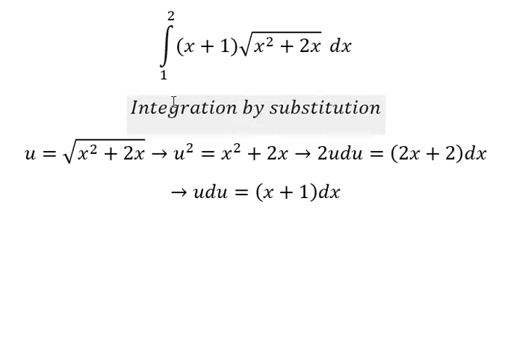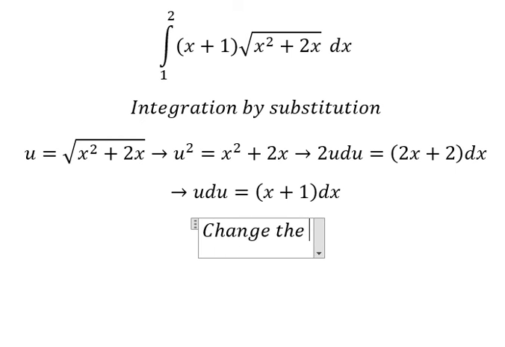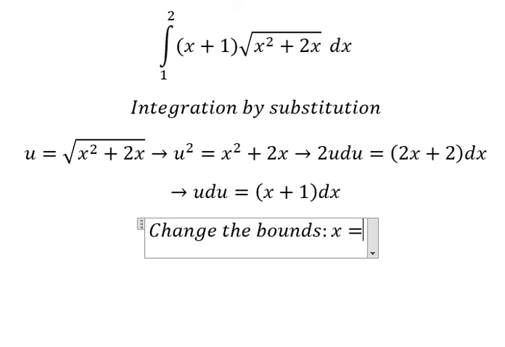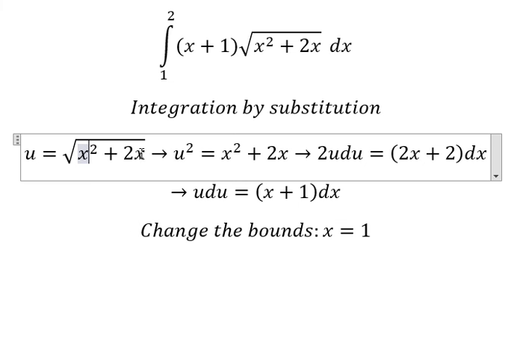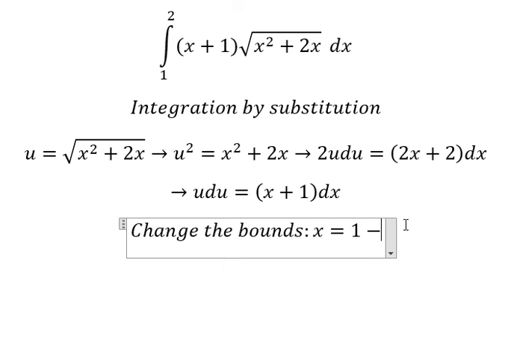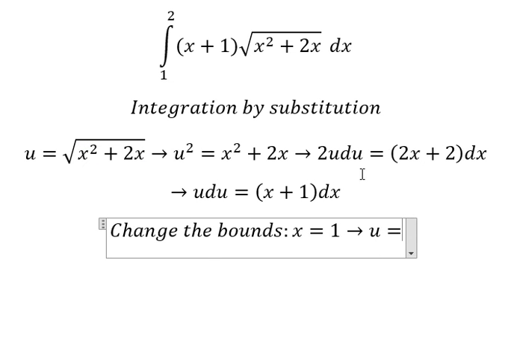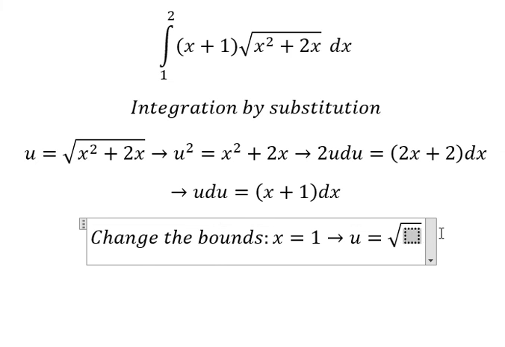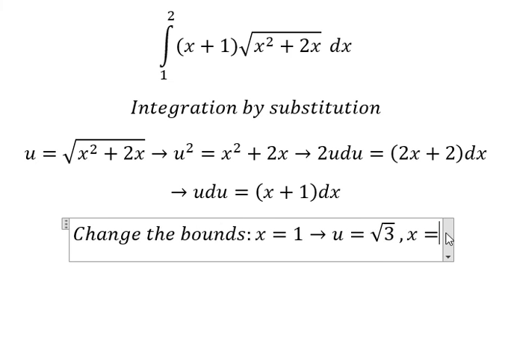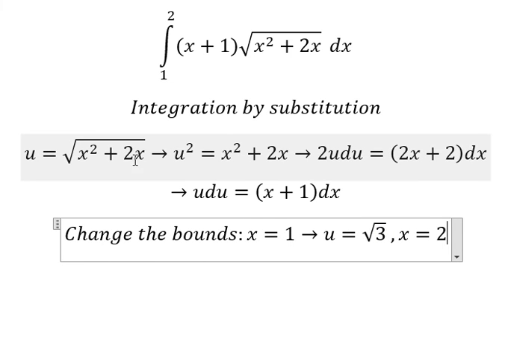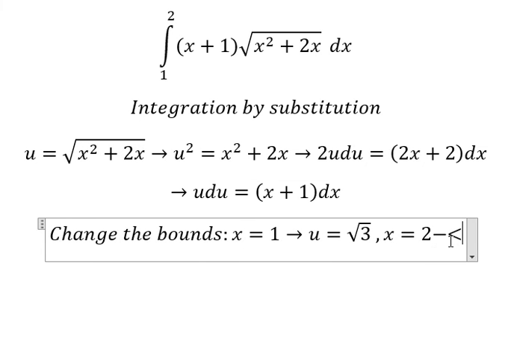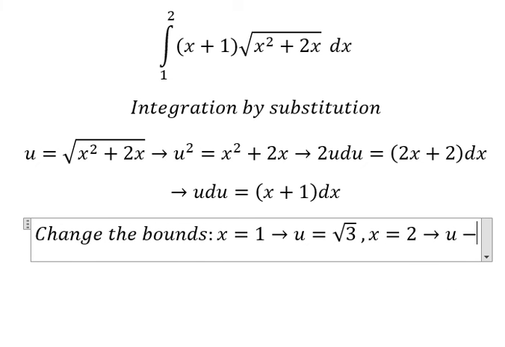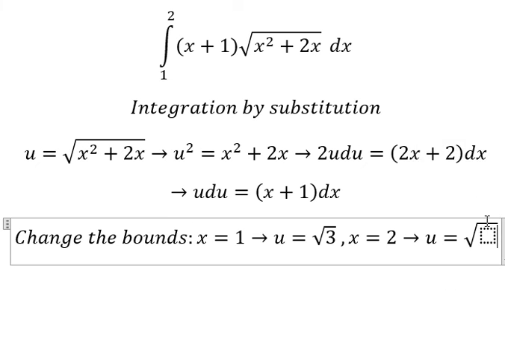Next, we need to change the bounds. When s equals number 1, I will put number 1 here and here, so we have u equals the square root of number 3. When s equals number 2, I will put number 2 here and here, so we have u equals the square root of number 8.